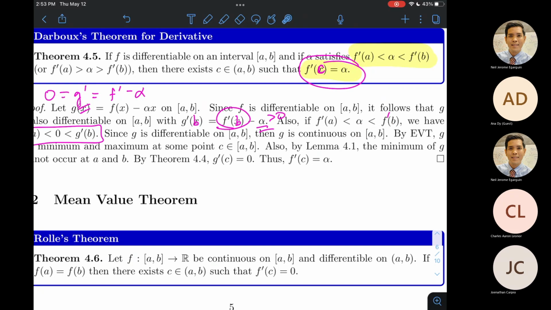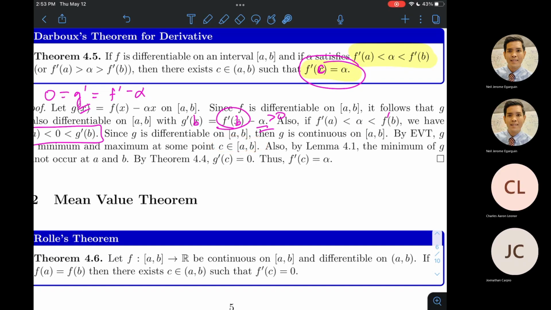Minimum and the maximum at a point in the closed interval AB. All right, so yun yung sinabi ng MVT. Magkakaroon siya ng minimum dito sa closed interval AB. Tapos, dahil nagkaroon na siya ng minimum, alam ko na imposible na yung minimum ay mangyari kay A o kaya kay B.